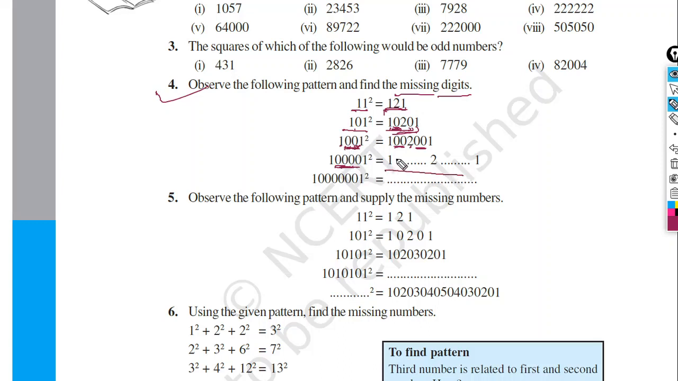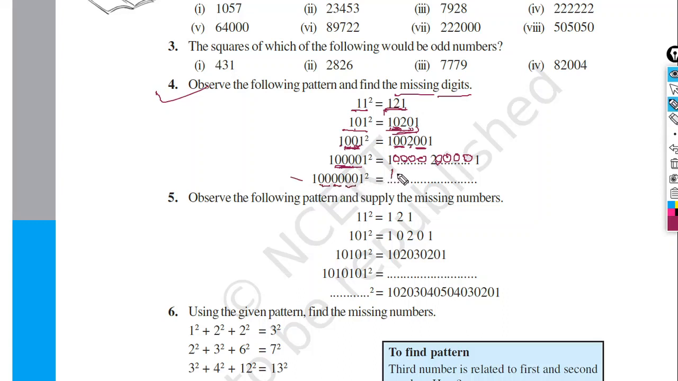Here 1, 0 0 0 0, four zeros, then 2, then again four zeros. Okay, so this will be your answer. Now again you come to here. Look at it, how many zeros do you count? 2, 4, 6. Okay. Therefore what will it be?